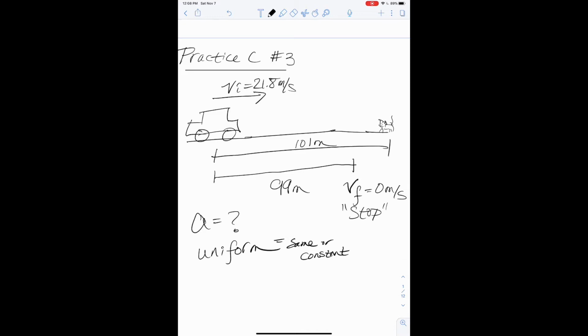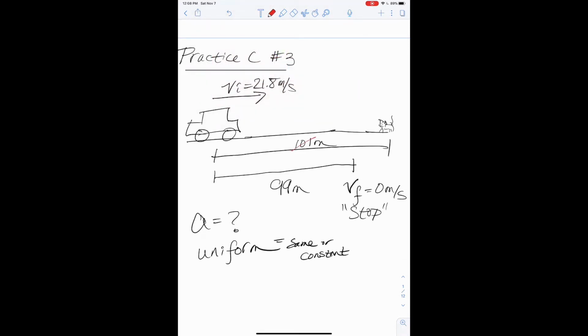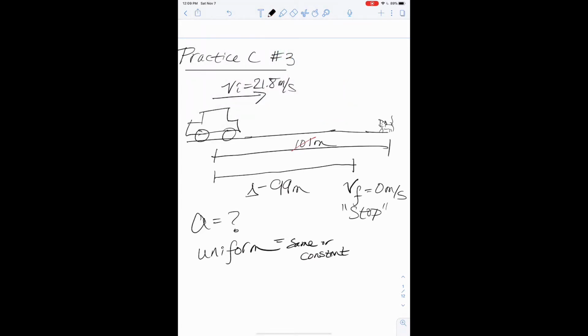Coming back up here to the 99, the 101. The 101 really doesn't matter, right? So what matters here is the 99, and we're going to call that delta x. Okay, so let's see if we have all of our variables then. We have VI, VF is 0, VI is 21.8. Acceleration we don't know. Delta x is 99. I feel like we're missing one, and that's time.